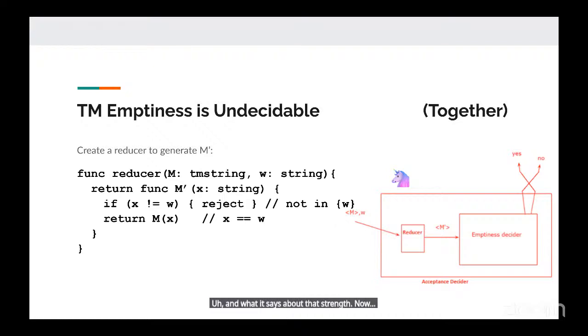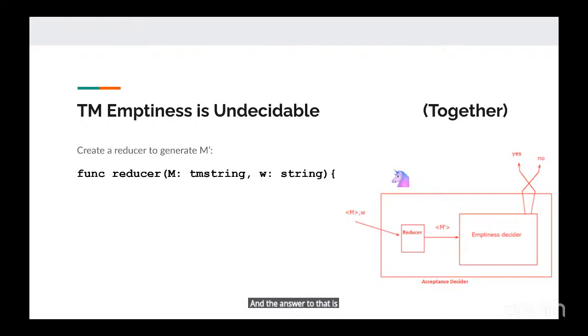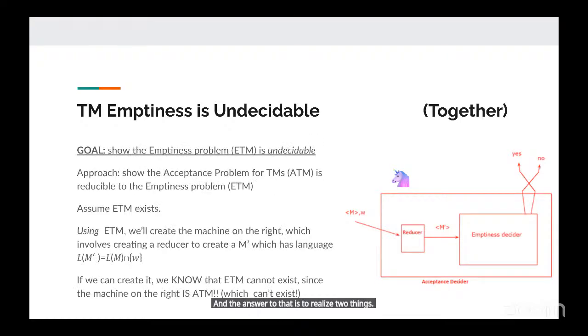Now, this is really confusing because where did X come from? What is X? Why are we checking if it's not equal to W? And the answer to that is to realize two things. Firstly, if I just go back, we're trying to make a new machine M prime such that it has this language. What is special about this language? What could this language look like?